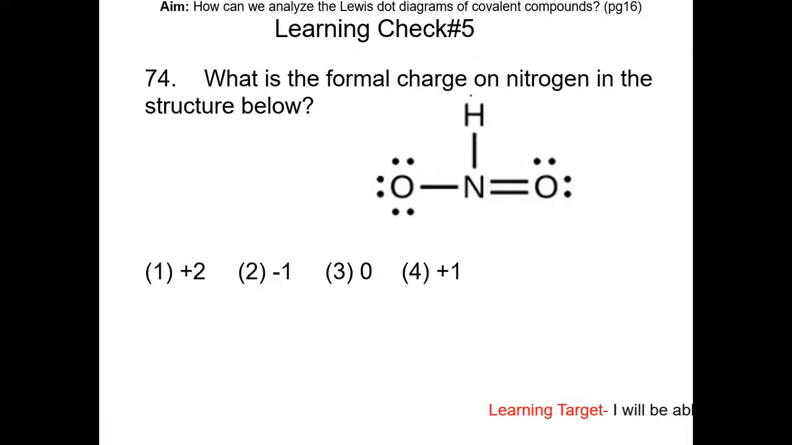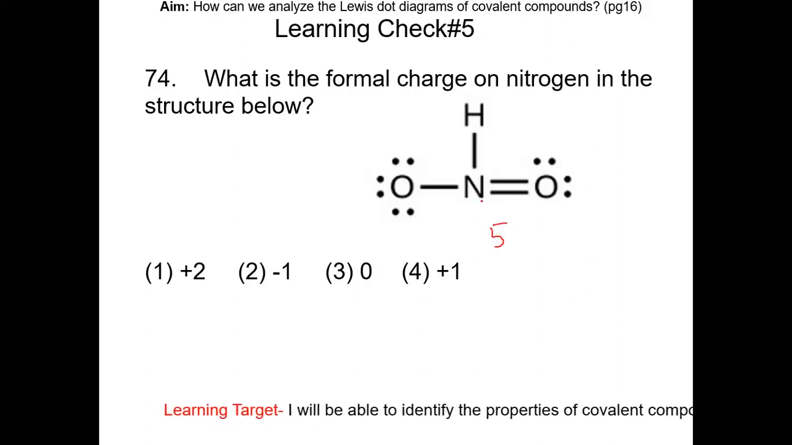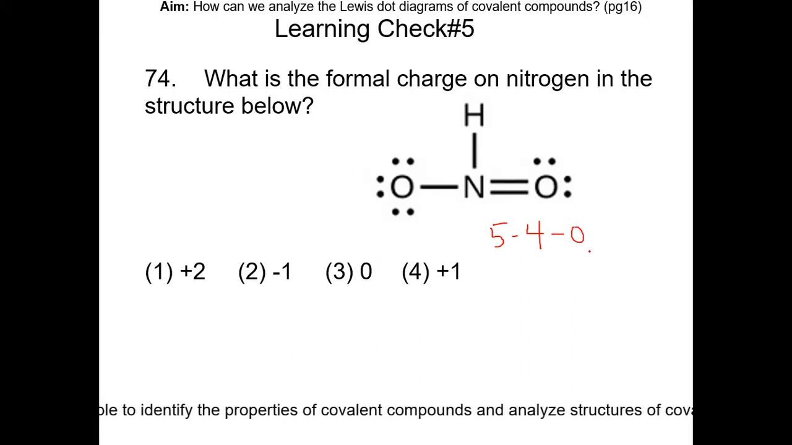Learning check number 5. What is the formal charge on nitrogen in the structure below? Pause the video and resume once completed. So nitrogen has 5 valence electrons. Currently it is forming 4 bonds, and it has 0 electrons in the lone pair. So the formal charge of nitrogen is +1. So the answer is choice 4.